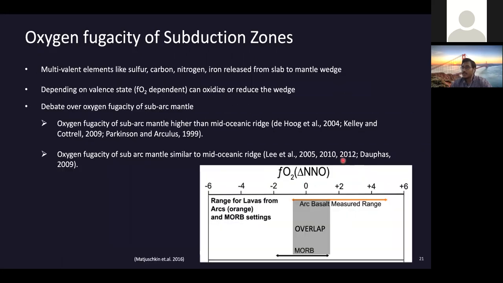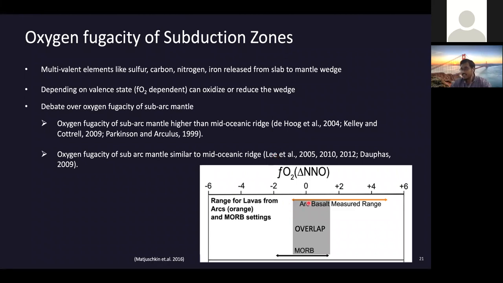Now what we are going to look at is the oxygen fugacity of subduction zones. As these multivalent elements like sulfur, carbon, nitrogen, and iron are released from the subducting slab onto the mantle wedge, depending on the valence state of these elements, they can oxidize or reduce the mantle wedge. But a debate remains over the oxygen fugacity of the subarc mantle. Some people think that the oxygen fugacity of the subarc mantle is higher than the mid-ocean ridge, whereas some people think that it is similar to the mid-ocean ridge.